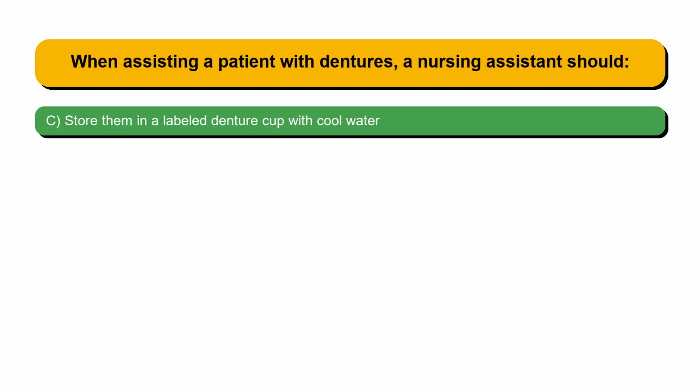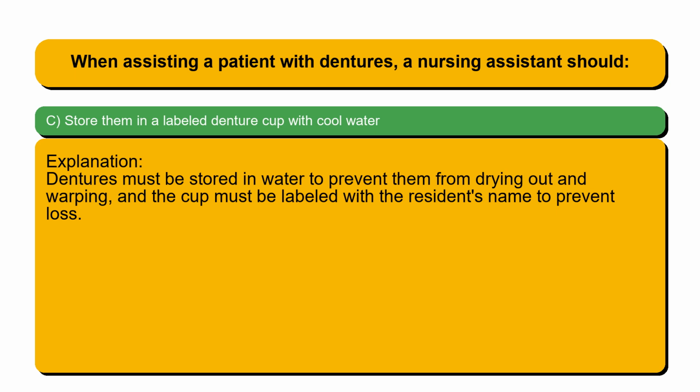The correct answer is option C, store them in a labeled denture cup with cool water. Dentures must be stored in water to prevent them from drying out and warping, and the cup must be labeled with the resident's name to prevent loss.